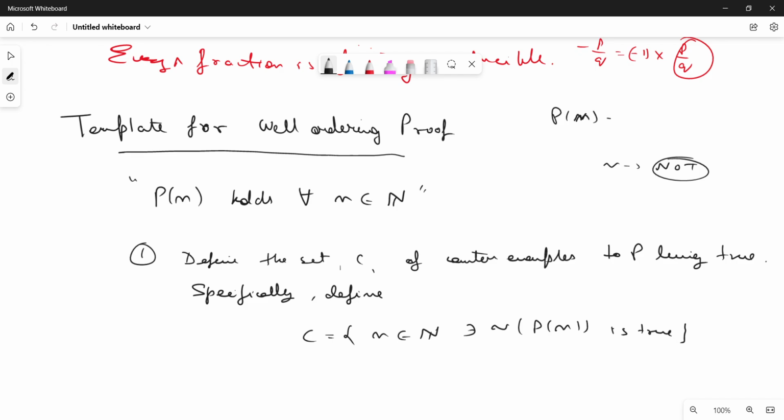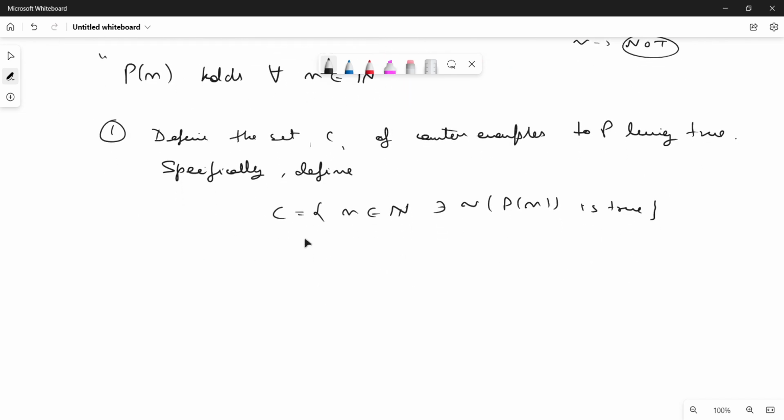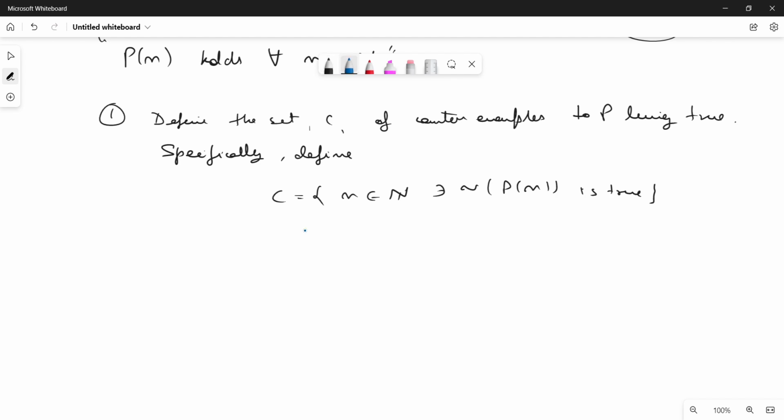That is, suppose Pn is this statement that 2 divides n. What will be the negation of it? 2 does not divide n. So the negation of Pn is true.